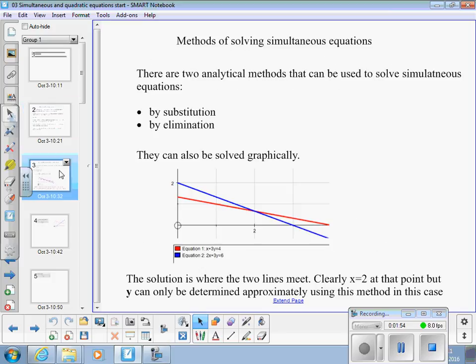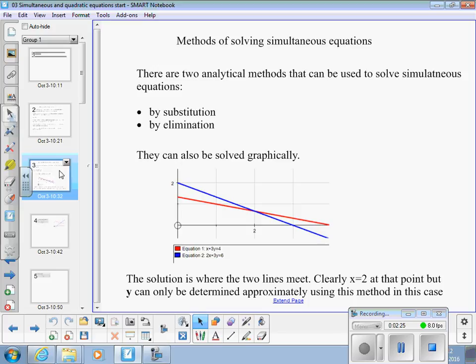So, methods of solving simultaneous equations. Two analytical methods that can be used to solve simultaneous equations: you can do it by substitution and by elimination. You can also solve simultaneous linear equations graphically, although dependent upon what the result is, that might just be an estimate rather than an accurate result, depending on how much you can zoom in.